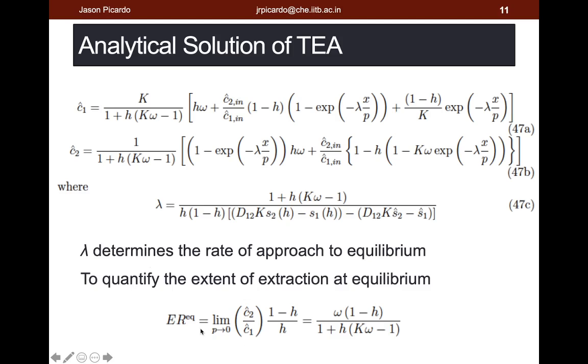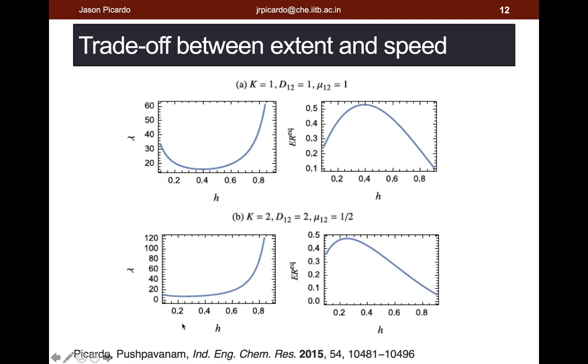At the same time, I can look at the limit of an infinitely large reactor and look at the final extent of extraction at equilibrium. So assuming I have an infinitely long reactor, I can give infinite residence time. What is the maximum extraction? That I can also calculate analytically. That's given by this extraction ratio at equilibrium. And the nice thing is I can plot both of them versus the different holdups, right? So if I adjust the flow rates and I change H, which is plotted along the horizontal axis, I will get different speeds of extraction given by lambda and different maximum extents of reaction at equilibrium given by this ER.